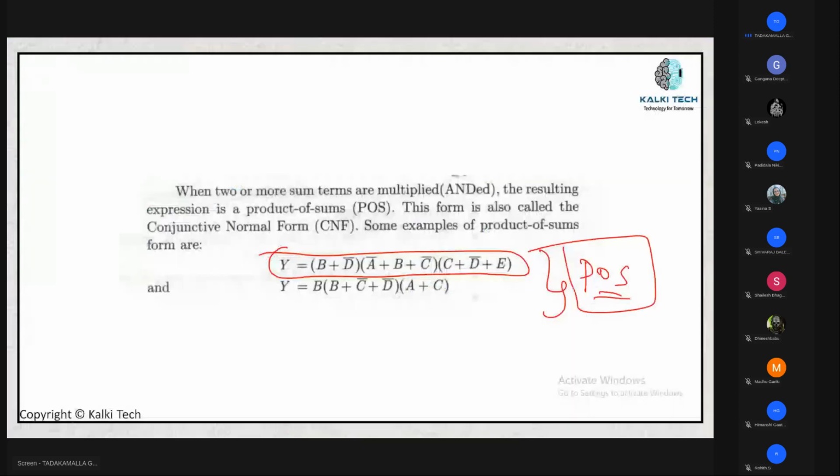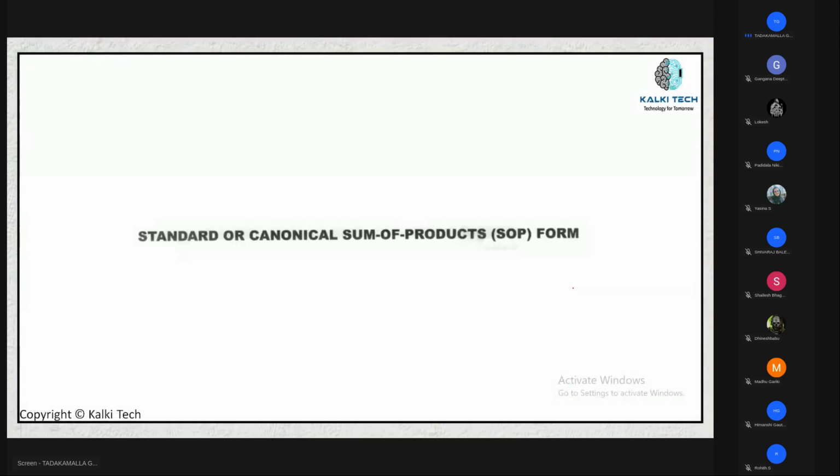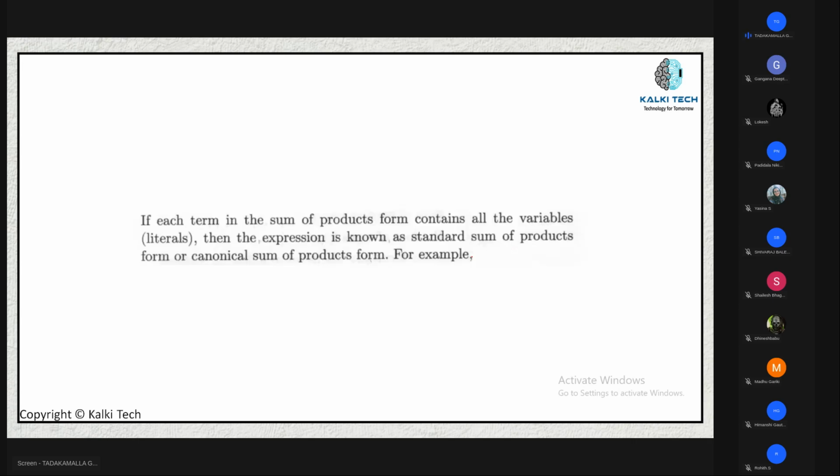Now let us see the standard or canonical SOP form. Let us see one by one. We have standard or canonical form of SOP form, and we have standard or canonical form of POS form. First, let us start our discussion with the standard or canonical form of SOP form. Sir, what is this standard or canonical SOP form?